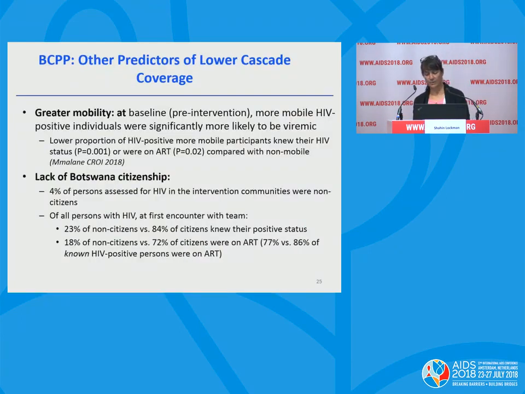Pre-intervention, mobile HIV-positive residents were significantly more likely to be viremic. In addition, 4% of persons assessed for HIV in the intervention communities were non-citizens, and lack of Botswana citizenship was associated with lower coverage. At their first encounter with the team, only 23% of HIV-positive non-citizens versus 84% of HIV-positive citizens knew their positive status.